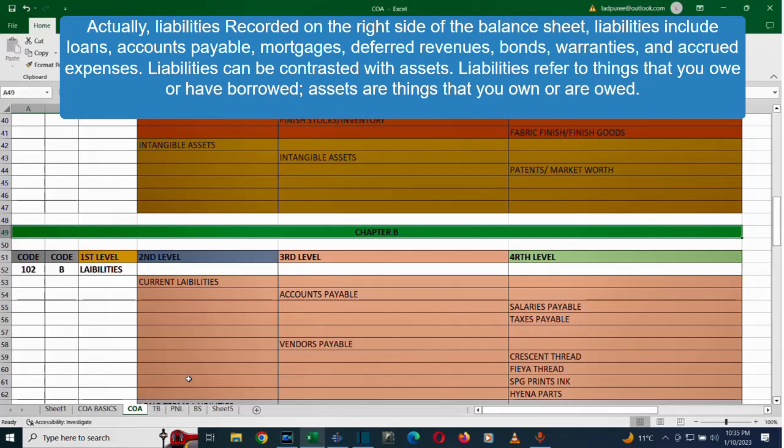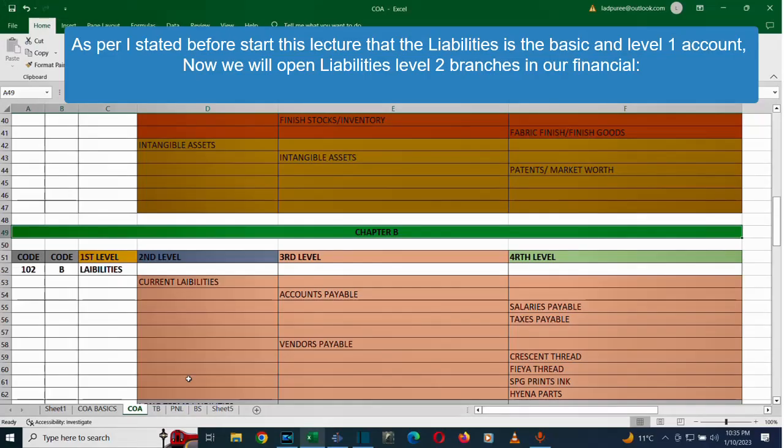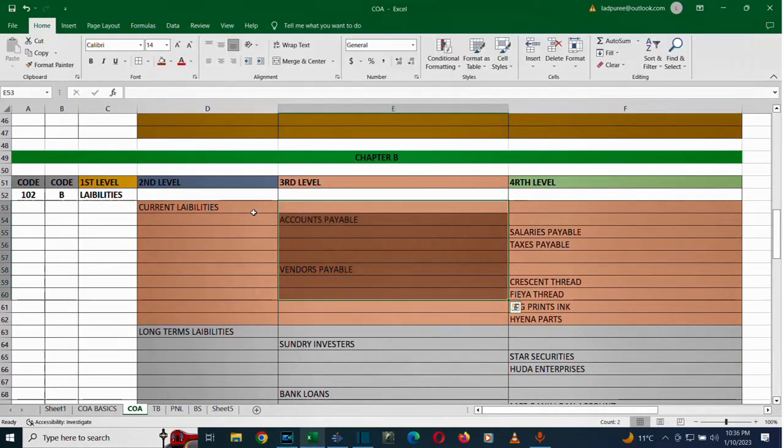Liabilities can be contrasted with assets. Liabilities refer to things you owe or have borrowed. Assets are things that you own or are owed. As I stated before, at the start of this lecture, the liability is the basic level 1 account. Now we will open liabilities level 2 branches in our financials.